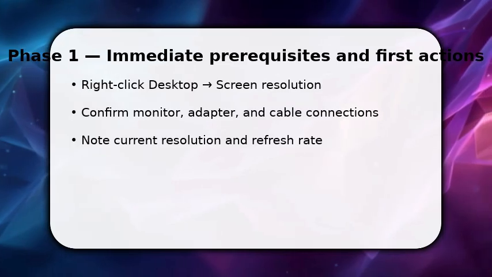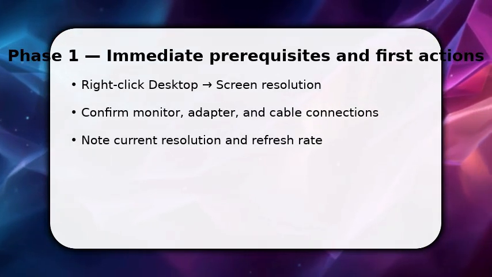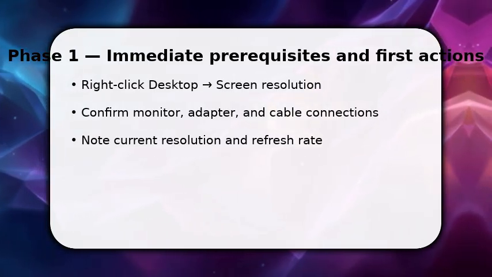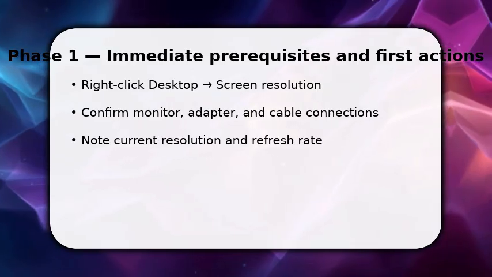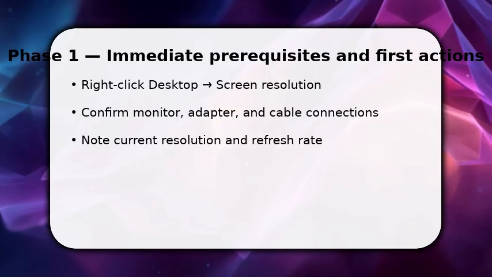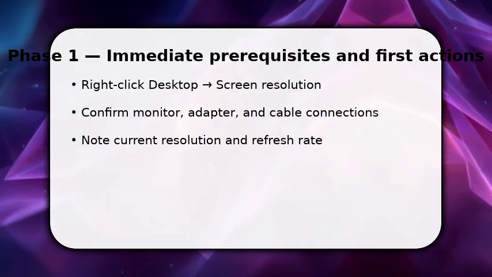Enjoy the video. You begin by confirming prerequisites: cable seated, correct monitor selected, and that you have admin access. Open Control Panel, then Appearance and Personalization, and click Screen Resolution. Once there, you can see the current resolution and the detected display. Make sure the monitor and adapter are correctly identified.